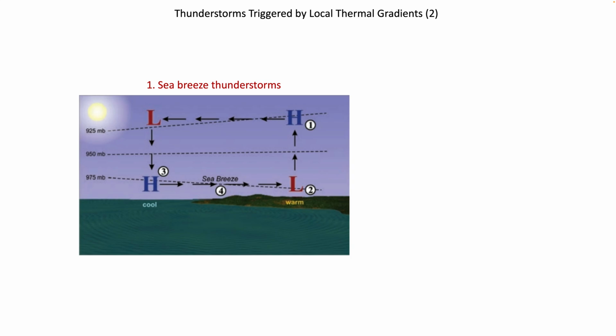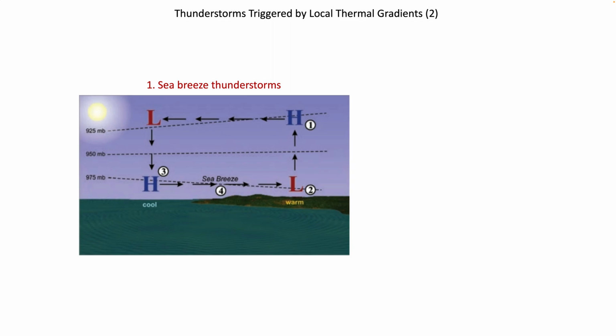The first type of thunderstorm that is triggered by a thermal gradient is a sea breeze thunderstorm. Anybody who has gone to one of the Great Lakes or to the ocean or the Gulf of Mexico during the summertime knows that a sea breeze typically kicks up during the afternoon hours. This is a breeze that comes in from the water, and it tends to cool things down a little bit. The sea breeze also tends to kick up thunderstorm activity a couple of miles inland from the coastline.